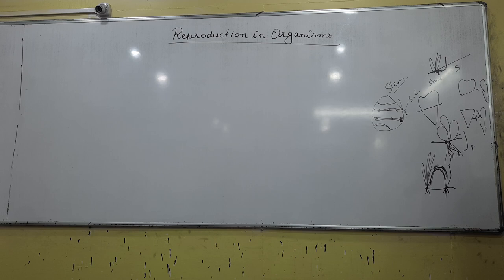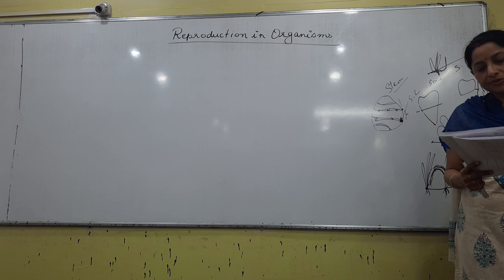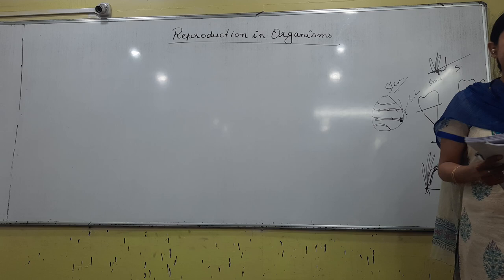Second point: 20 to 30 centimeter long pieces of 1 year old stem. So whichever stem you use for cutting, it should not be very old. Just 1 year old. It should be a young stem, right? And what would be the length of that cut piece? It will be around 20 to 30 centimeter. Out of the examples, a question has been asked about rose, bougainvillea. These two are the most basic questions: rose and bougainvillea.